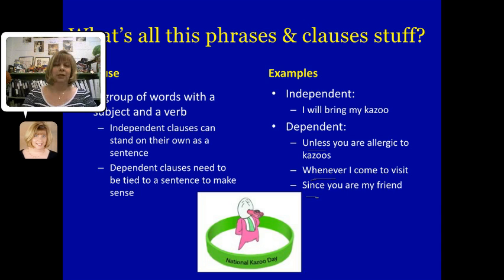You can't go up to someone and just say, unless you're allergic to kazoos. They're going to want to know, unless what? I don't understand. Or whenever I come to visit, period, you're still left wanting to know what happens whenever you come to visit. Or since you are my friend, again, it leaves you with an incomplete thought. So a dependent clause needs to be hooked, glued, or joined with a conjunction to an independent clause.